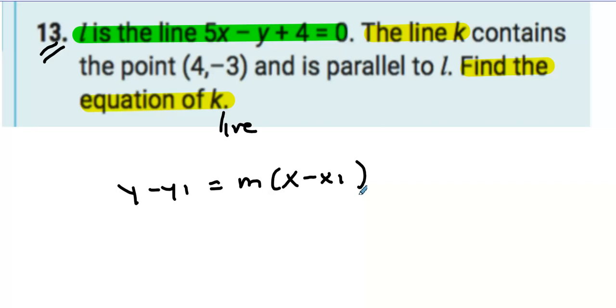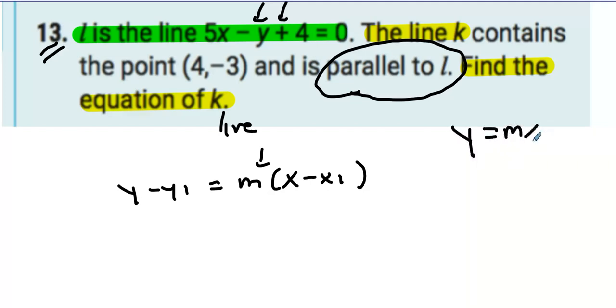Okay. Now, next thing. How do I find the slope I'm going to use? What key information does it give? Parallel to L. Get the slope of L. Do you see that equation there? You want to get y on its own and find the slope of L. Do you remember using y equals mx plus c? Right? You're going to do that. Then you're going to use that as x1, y1.